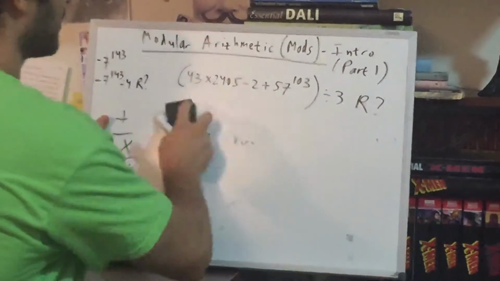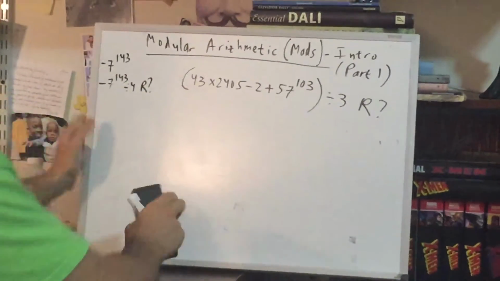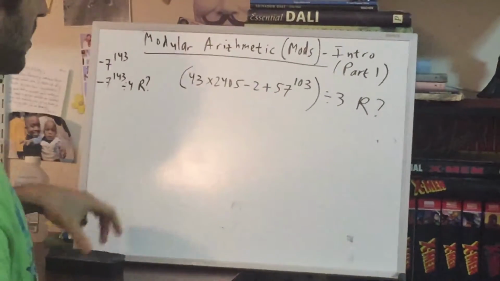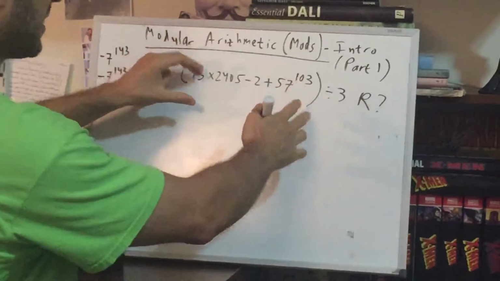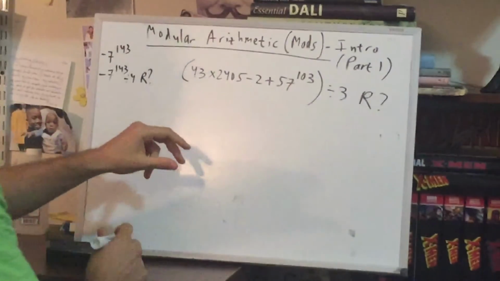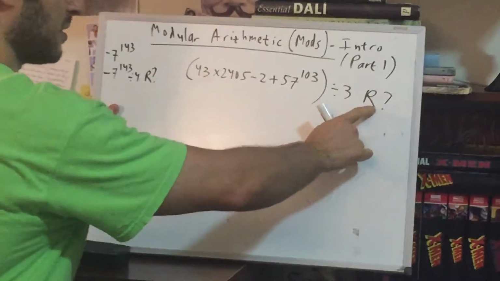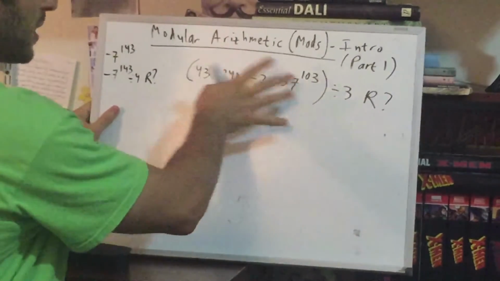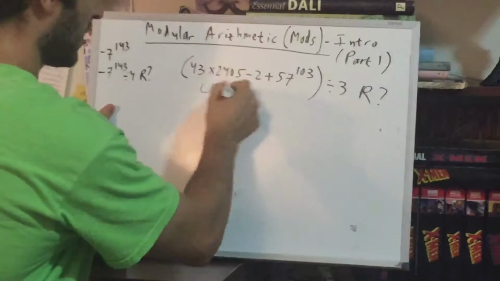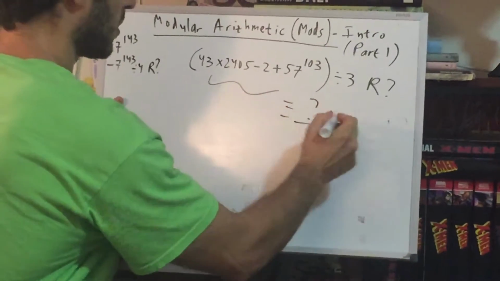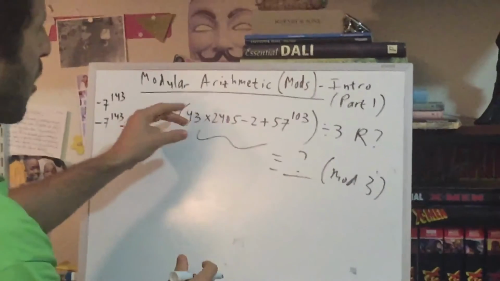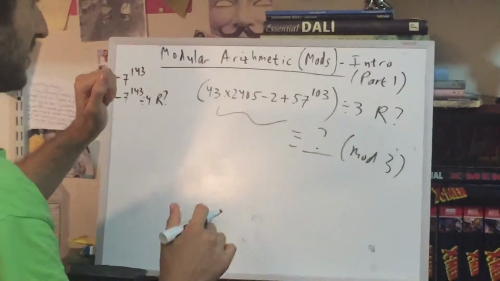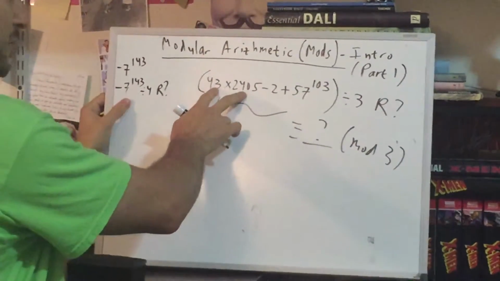All right, so let's use mods to simplify this problem. So here's the idea. This looks really scary. We're going to take this huge tree and chop it down. So we're interested in the remainder. So this is basically, what is this congruent to, right? What is this congruent to mod 3? So we're going to chop all of this down till it gets easy. So we're not going to multiply this.